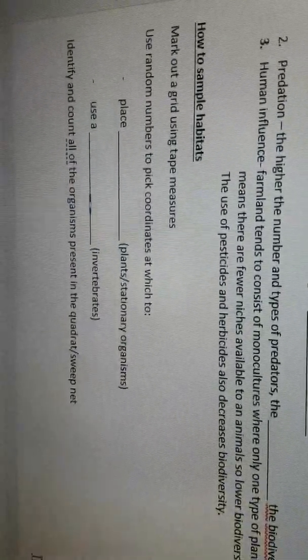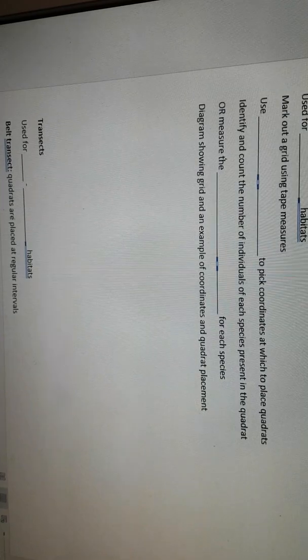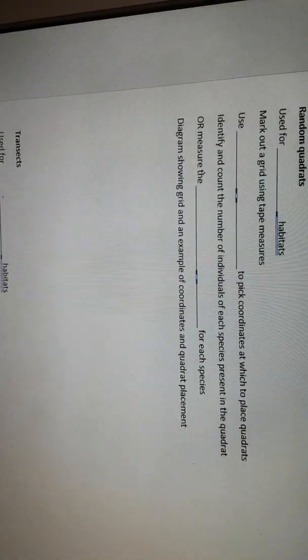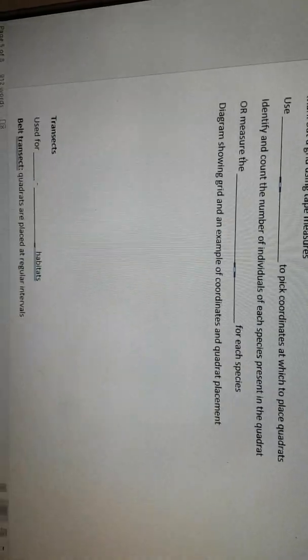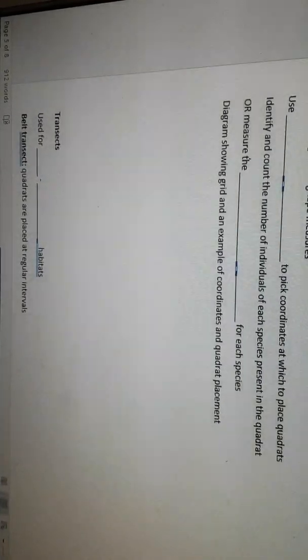This time in topic 1.5 we've got to revisit random quadrats, look at it in slightly more detail, but also compare it with the other sampling technique, which is transects.